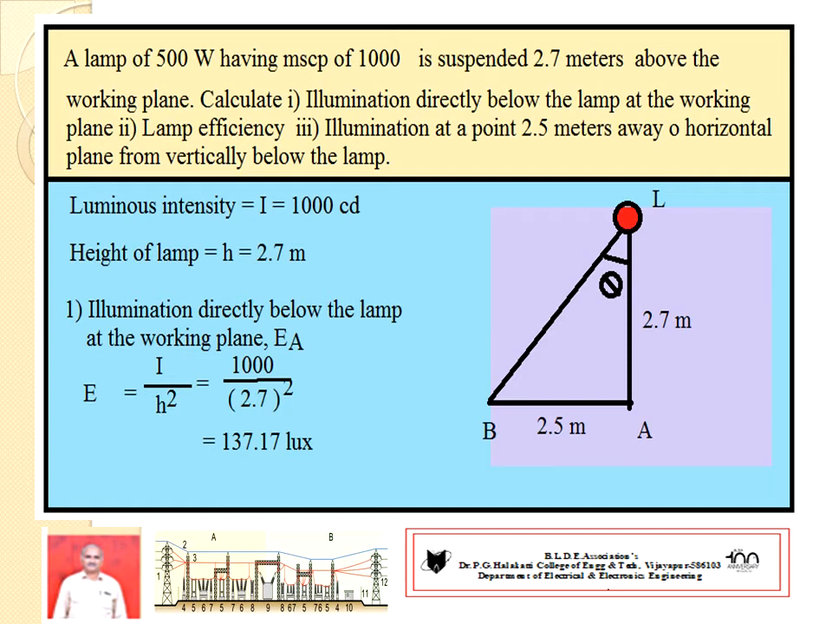Vertical height is 2.7 meters. Luminous intensity is 1000. Number 1, illumination directly below the lamp at the working plane, at point A, equals I by h square. The MSCP value or luminous intensity is 1000, height is 2.7 meter square. So 137.1 lux.